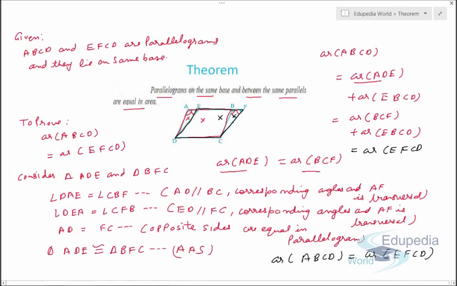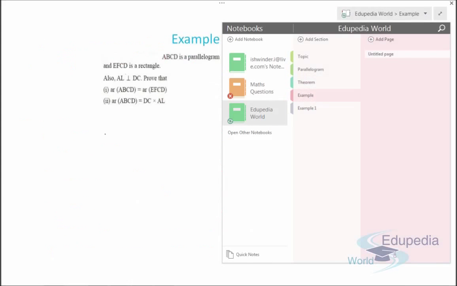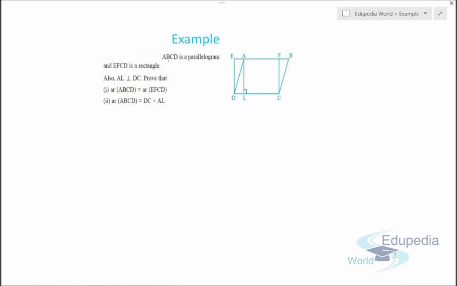So this is how we can prove this theorem, that if parallelograms lie on the same base and between the same parallel lines, they are equal in area. Now, let's discuss the example related to this. The first example is: ABCD is a parallelogram.